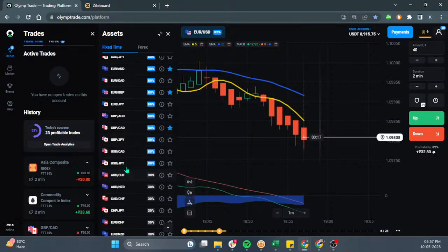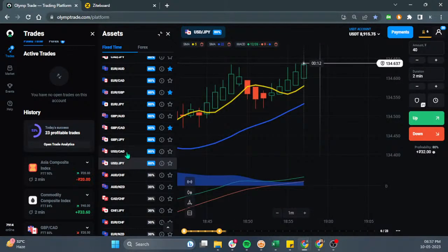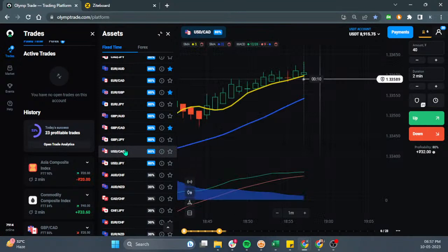Let me see from the down trend. USD JPY. Okay, there's no crossing anytime soon over here.